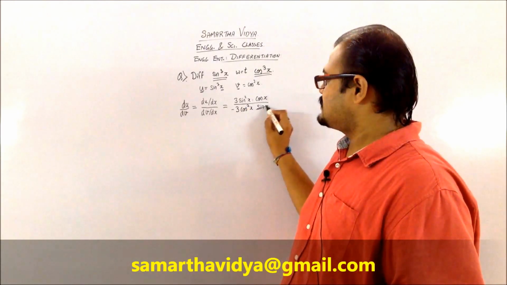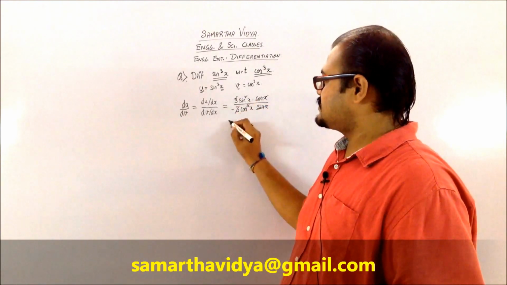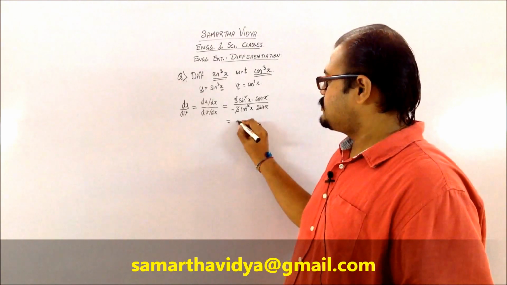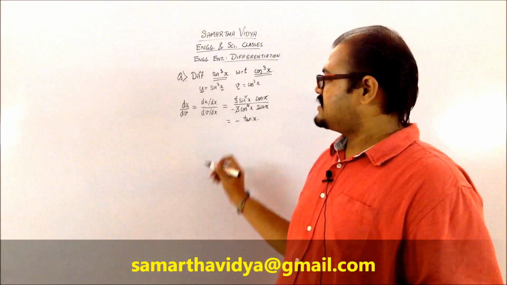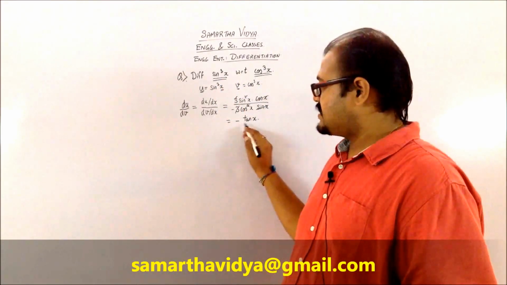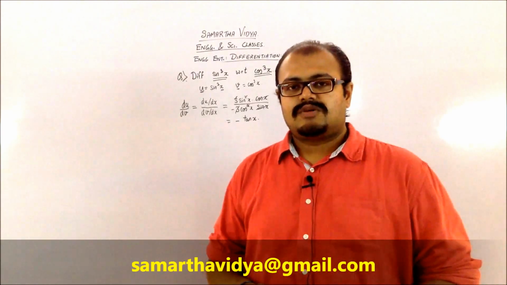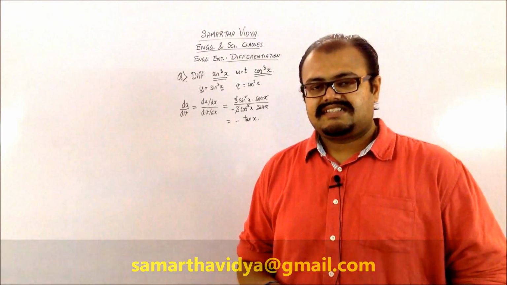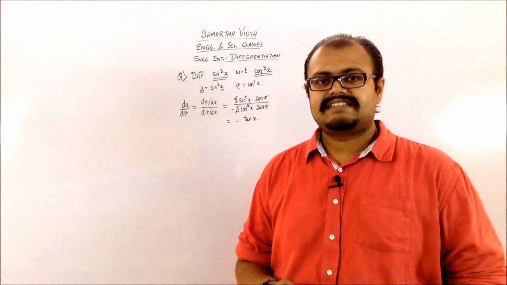So what you can see is that the sine term gets cancelled, cos gets cancelled, 3 gets cancelled, and you are remaining with minus tan x. So your derivative of sine cube x with respect to cos cube x is nothing but minus tan x. So these are some of the topics which are present in your differentiation. There is one more topic which is your higher order derivative. So let's have a look at that.